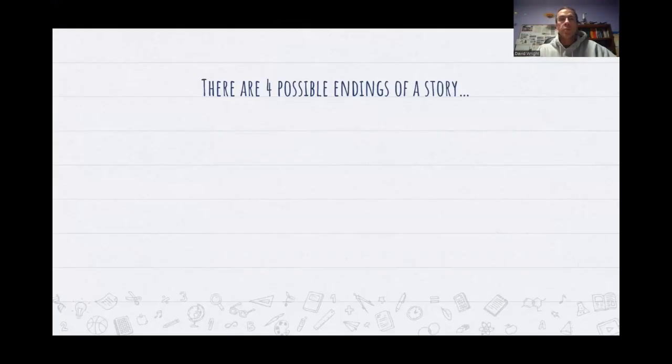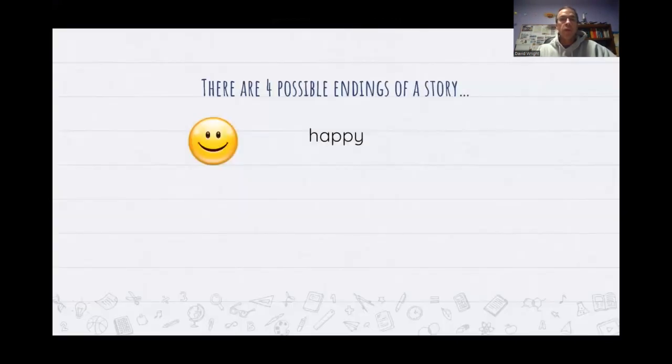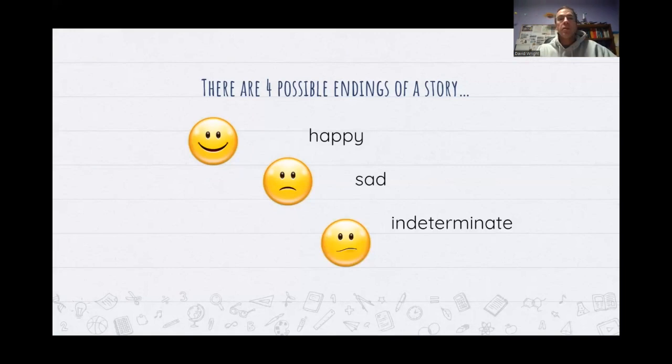There are 4 possible endings of a short story. Happy, by which we mean the main character wins, or they're just successful in some way. Sad, the main character loses. They're not successful. Indeterminate, maybe the story ends abruptly before we know whether the main character wins or loses. And finally, surprise. Now, it could be a happy surprise, or it could be a sad surprise. Many different ways to have a surprise ending.